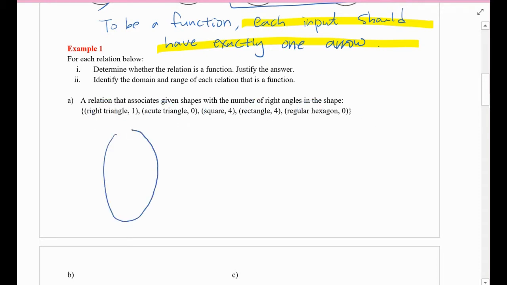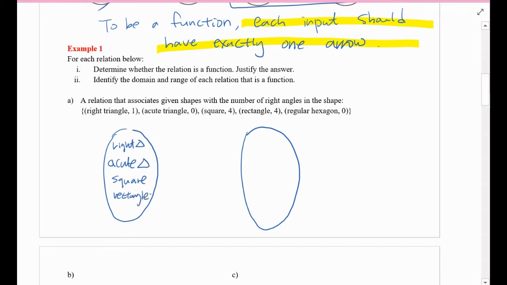So we're going to draw an arrow diagram: right triangle, acute triangle, square, and rectangle. And the outputs are 1, 0, 4. You don't have to repeat the output; you don't have to repeat 0 again. So here, let's draw it.